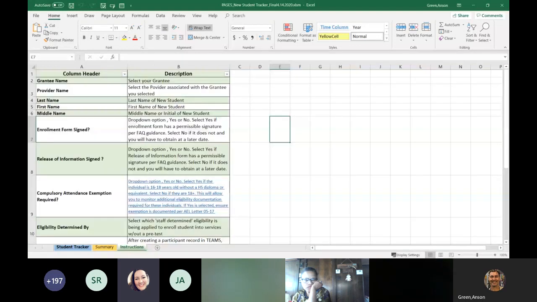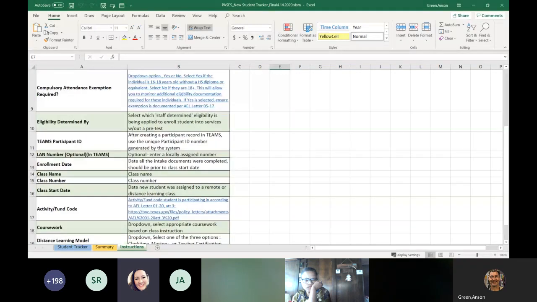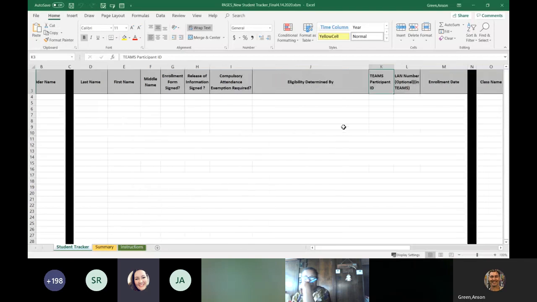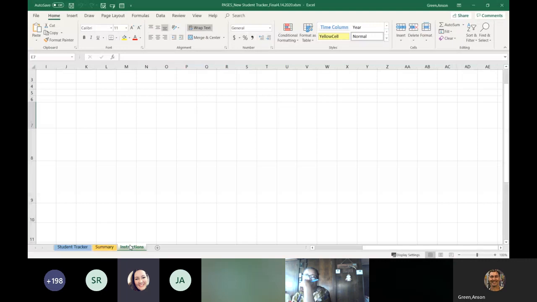But on the instructions tab, you'll see there's a couple of places here: enrollment form signed, release of information signed, compulsory attendance. That's going to be for those individuals who are 16 to 18 years of age that don't already have a high school diploma or its equivalent. So every single column that you see, there's going to be a corresponding piece on the instructions tab to kind of help you go through this.